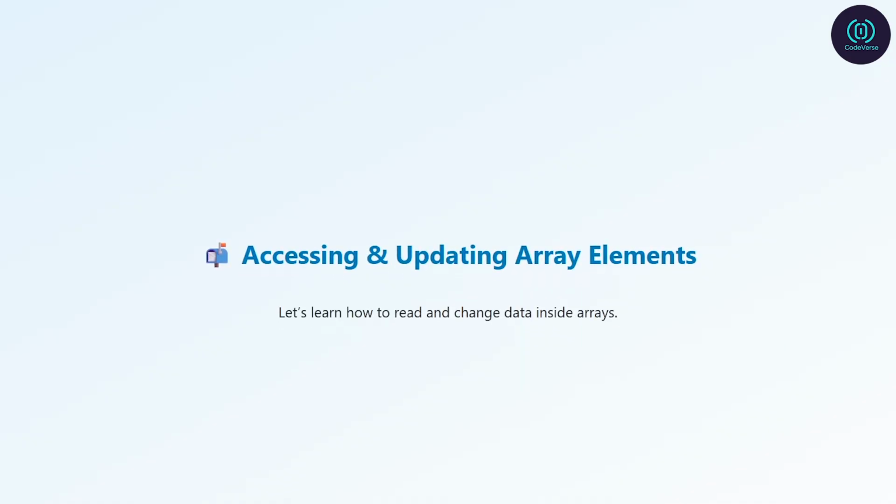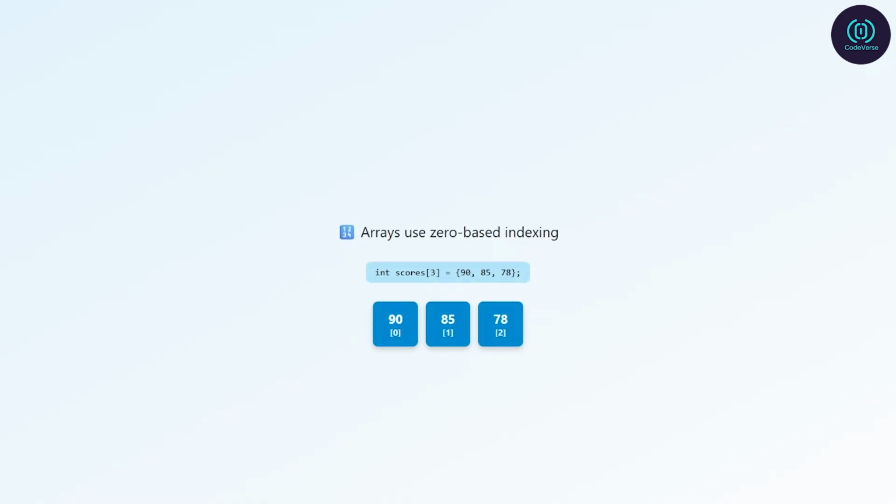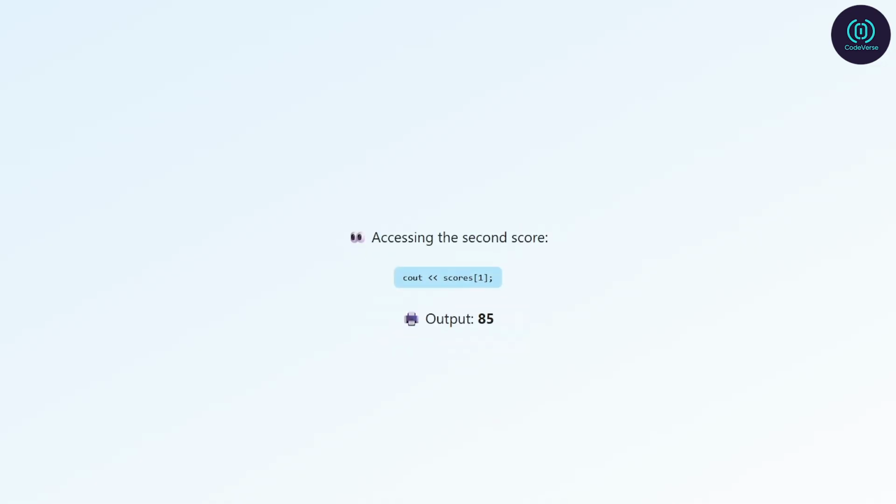Now that we've declared an array, let's learn how to access and update its elements. Arrays in C++ use zero-based indexing, that means the first element is at position 0, not 1. So if you have an array like this, int scores[3] = {90, 85, 78}. scores[0] is 90, scores[1] is 85, and scores[2] is 78. To access an element, just use its index inside square brackets, cout << scores[1] prints 85.